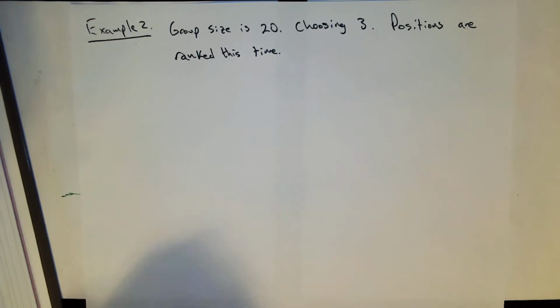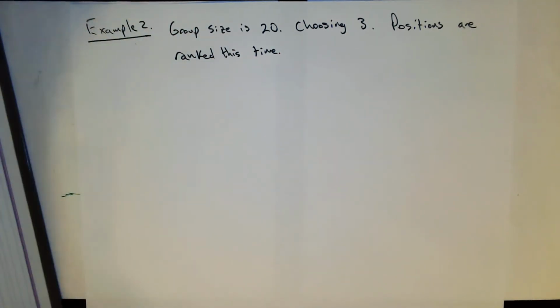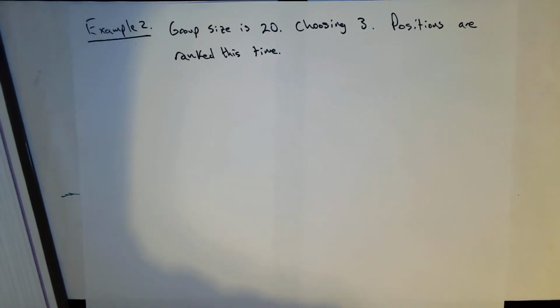Positions are ranked this time, and that should make you think of using a permutation. But we haven't even looked at what the question is. What probability are we measuring? So let me read on. What is the probability that you and your 2 friends, still Leonard and Sheldon, so the 3 of us, all end up being chosen, and that your name is drawn first?